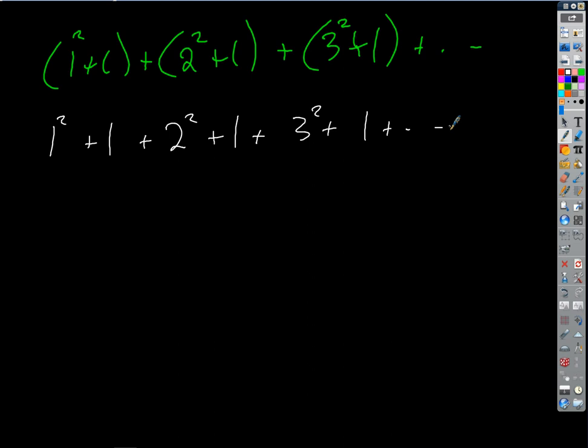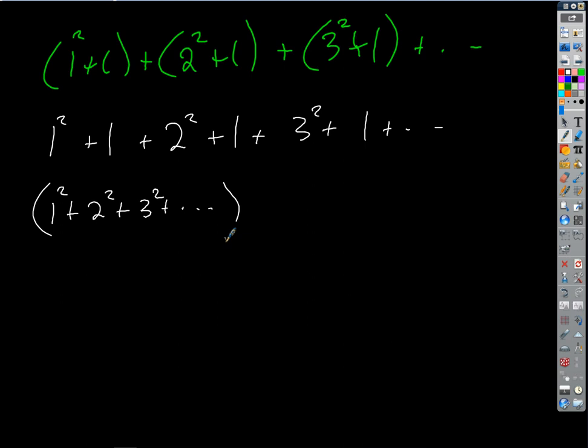Okay, sure. So how about if I take the squared terms and group those together? I've got something like 1 squared plus 2 squared plus 3 squared plus, etc., all the way out for as many terms as we want. And instead of saying 10 terms, why don't we just say n terms, and we can let n be anything we want.